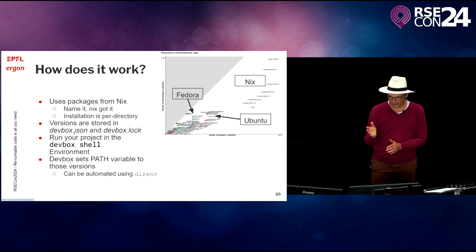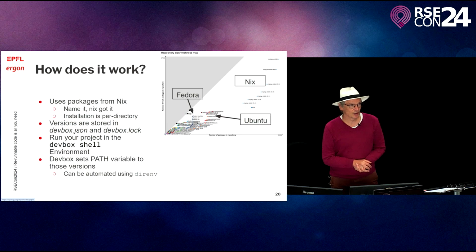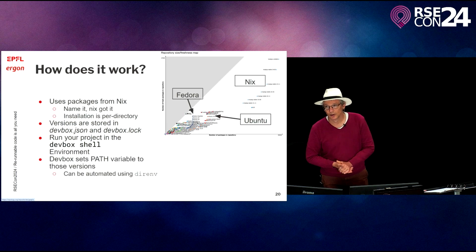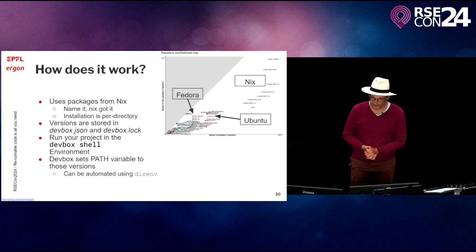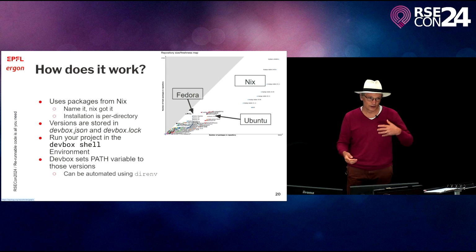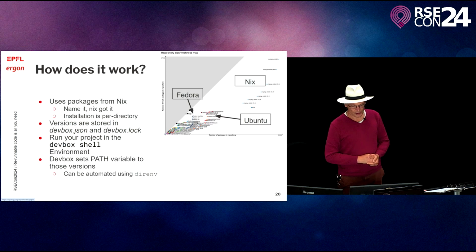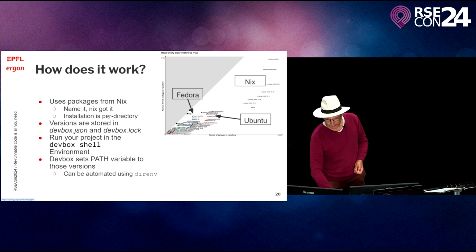Versions in DevBox are then stored in a devbox.json. For those who come from the Node world with JavaScript, it's akin to package.json. It's very similar. devbox.lock is like package-lock.json. When you want to run your projects, you have devbox shell. You also have devbox run. I will show that just afterwards.